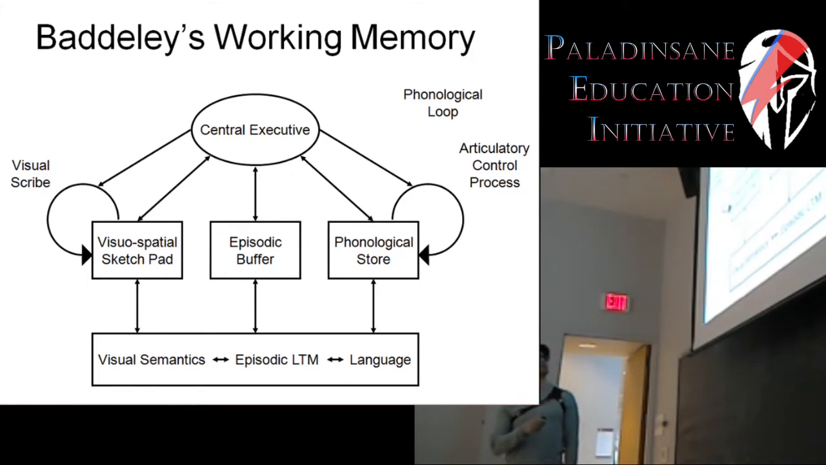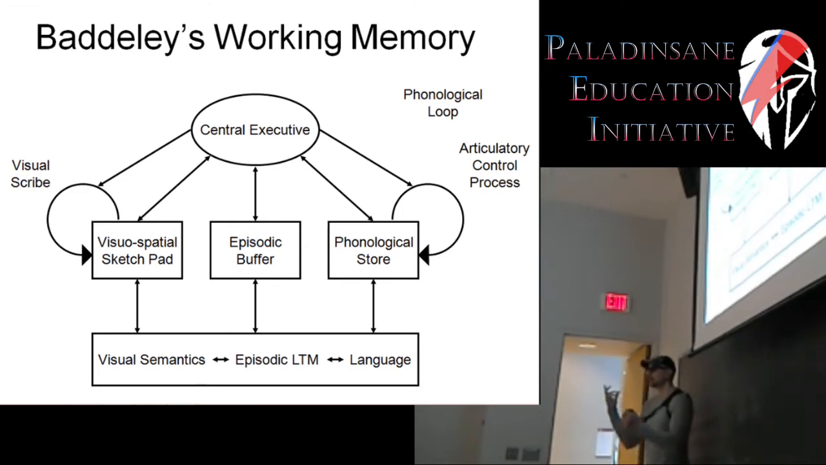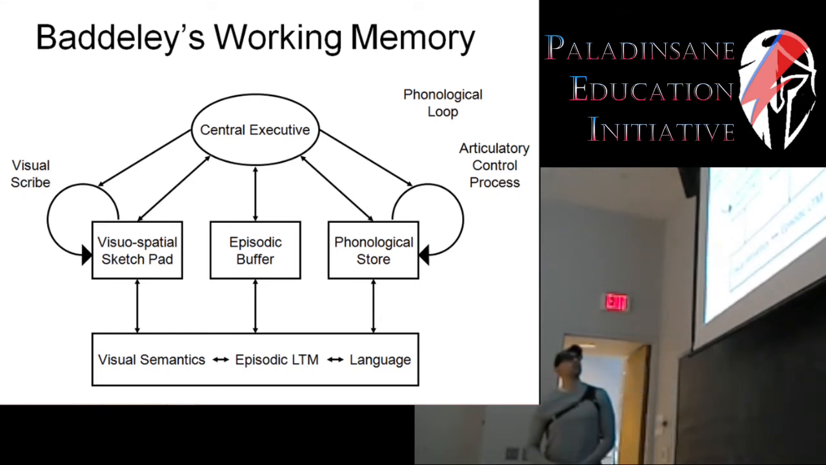You have a visual spatial sketch pad. This is where you can remember visual things. So if you take a mental snapshot of somebody, or of something, that is stored in your working memory in your visual spatial sketch pad. These little arrows here mean that you can refresh your memory. So you can focus on what you just saw. You can focus on what you're trying to remember, and it refreshes your working memory.